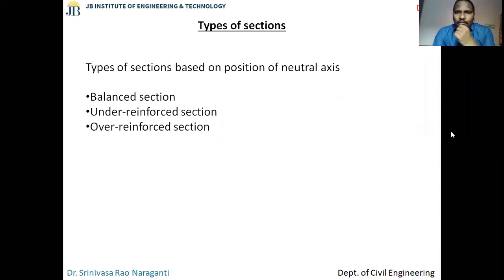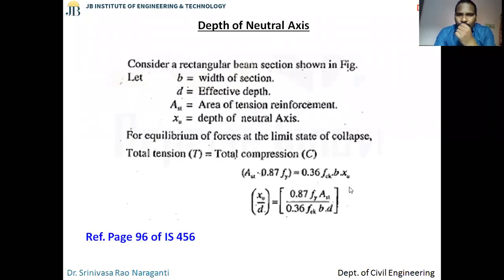Now we have seen what the neutral axis is. Just remember this equation we used to find the depth of neutral axis. For a given section, where is the neutral axis lying? That's nothing but the XU value. We find that using this equation, which is available on page number 96 of IS 456.